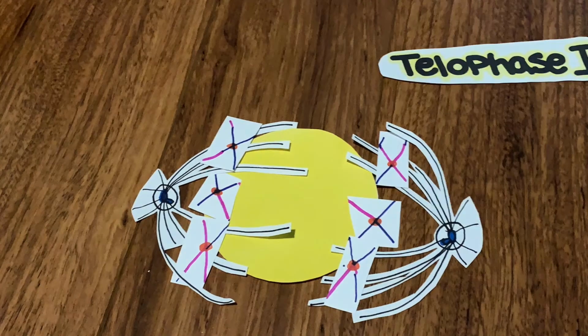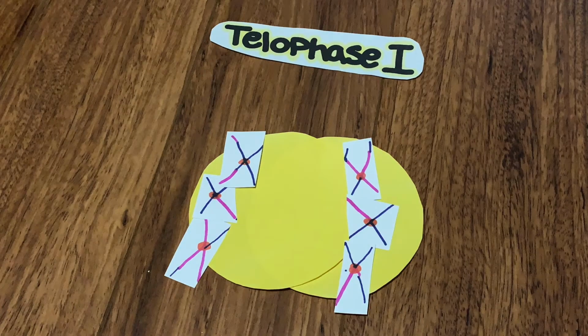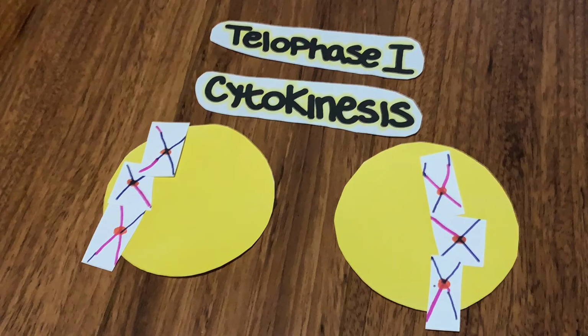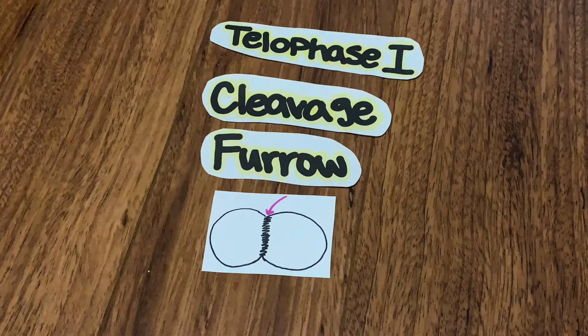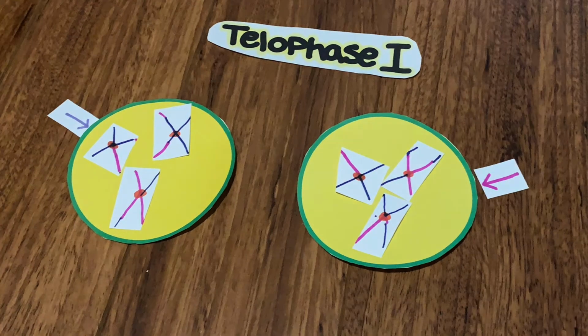In telophase 1, the spindle apparatus goes away. Simultaneously, cytokinesis splits the cytoplasm. A division occurs along the midline of the cell to separate it into two. In animal cells, this will form something known as the cleavage furrow, which is an apparent groove at the surface of the cell. The nuclear envelope and nuclear membrane reform and reappear.